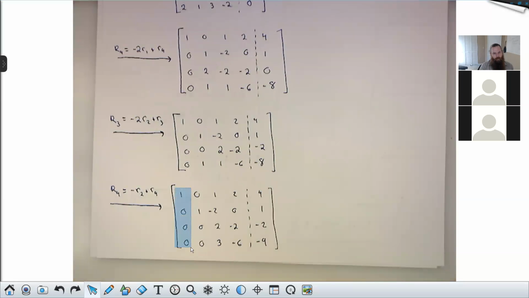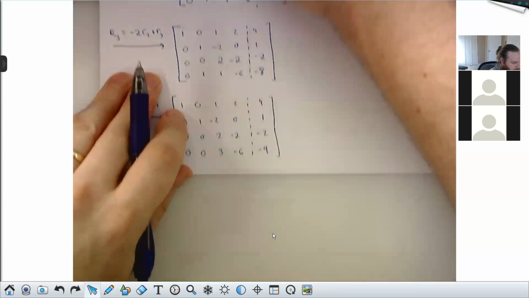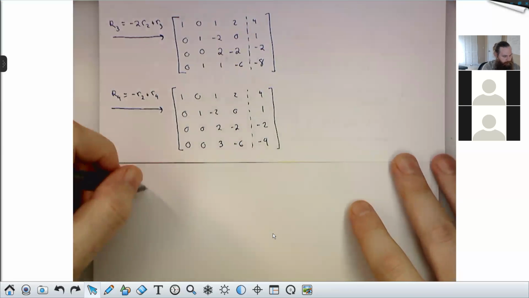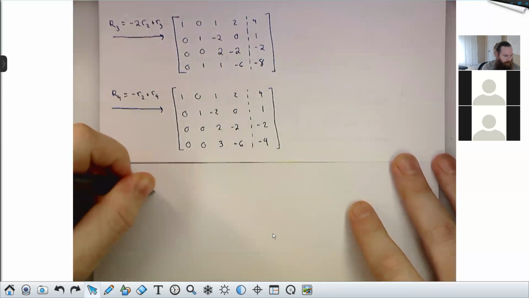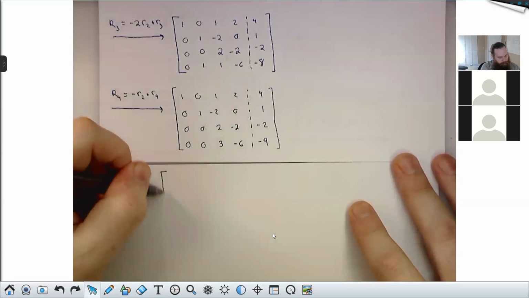Column 1 is done. Column 2 is done. Next, I need to make the pivot in column 3, this guy, a 1. To do that, I would divide through this whole row by 2. So my next row operation here, my new row 3 is going to be 1/2 of my old row 3. Everybody else stays the same.